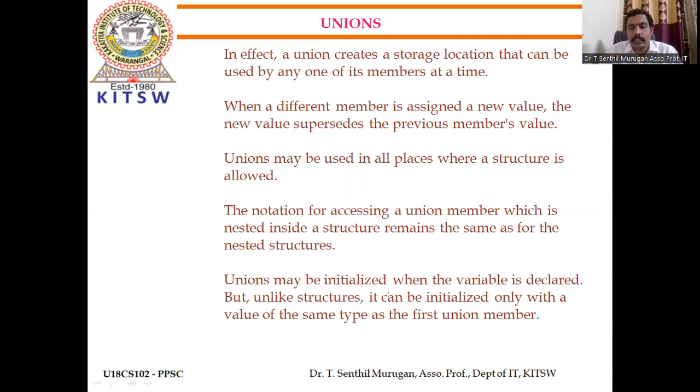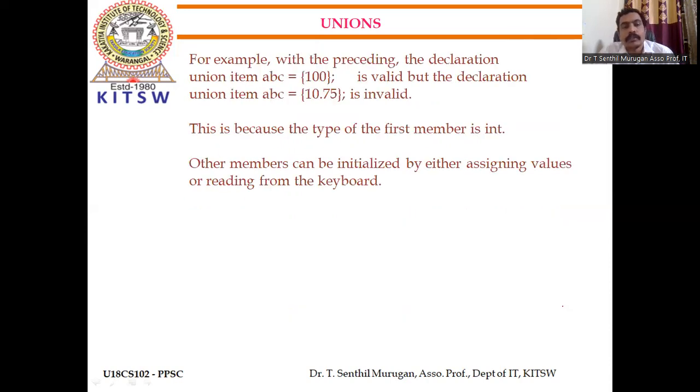A union may be initialized when the variable is declared, but unlike structures, it can be initialized only with a value of the same type as the first union member. So not all the values can be stored like that. If you declare union item abc equal to 100, it is valid because the first member will store that value. But if you declare union item abc equal to an integer value and a float value, it will take the first value, but the second value is not taken, it is invalid, because the type of the first member is integer.